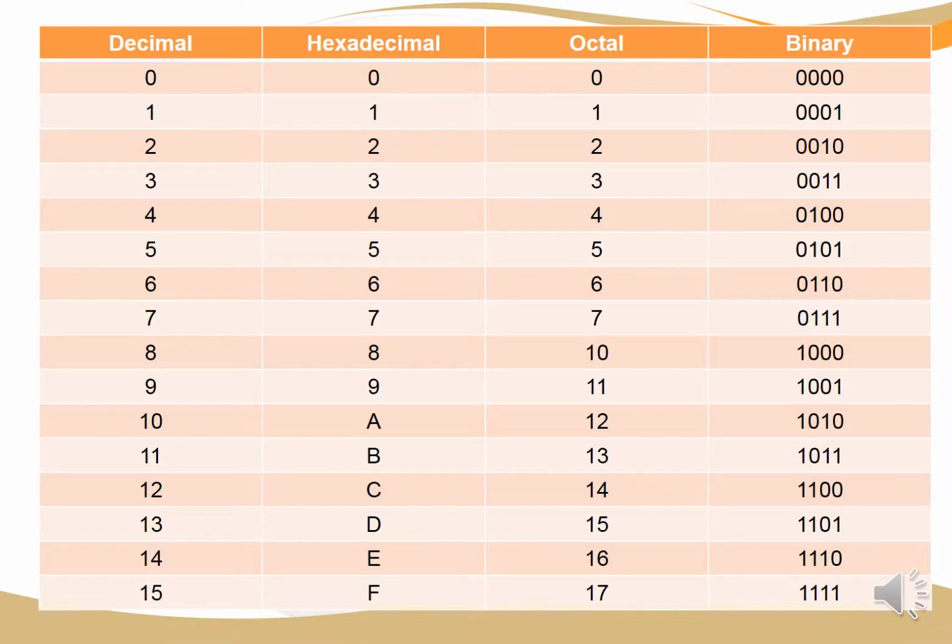So here we have a table of decimal 1 to 15, so 16 numbers, and the hexadecimal equivalent of those numbers. You see, once we get to 10, we start using letters A, B, C, D, E, and F. So F is equal to decimal 15, E 14, D 13, C 12, B 11, and A 10. And this is the octal equivalent, just to represent the numbers and show you what I mean. And here we have a binary equivalent.